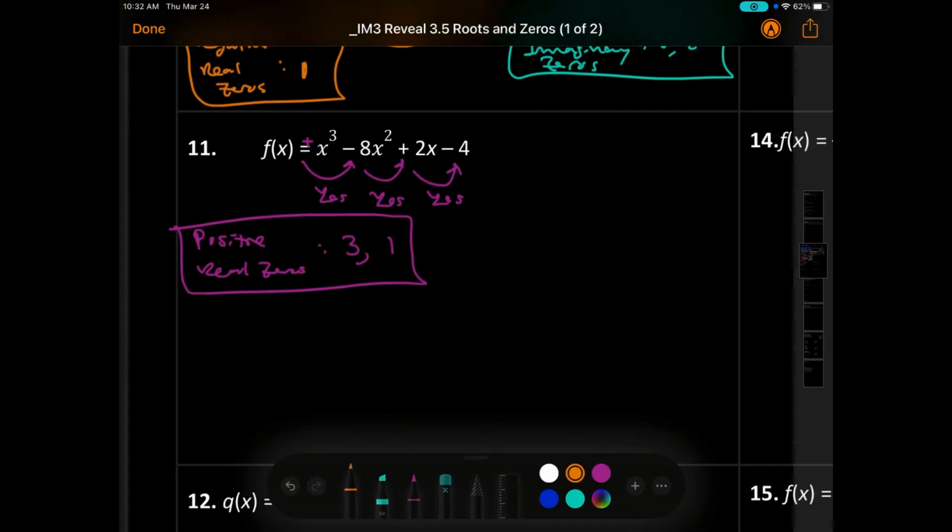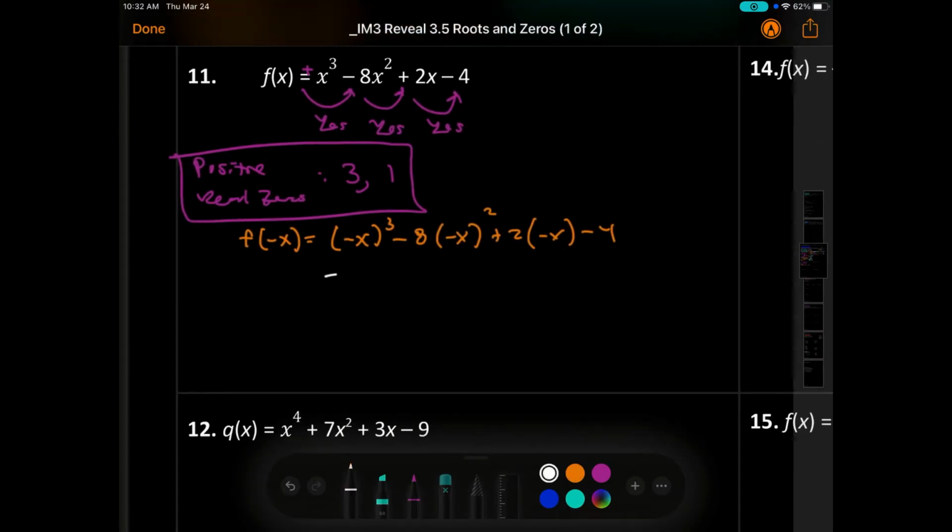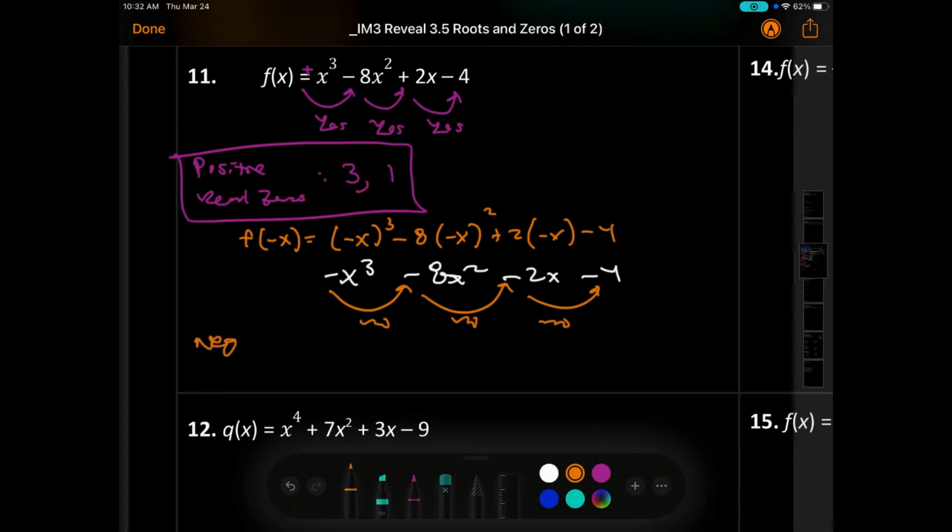All right, let's do the same thing with our negatives. I'm just putting in negative x here, and then count the sign changes. Let's simplify it first. So negative x to the third, that'll be positive x squared, so negative 8x squared minus 2x minus 4. No, no, no. So negative real zeros, we have 0.